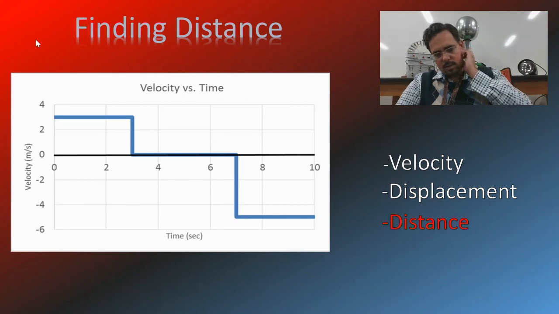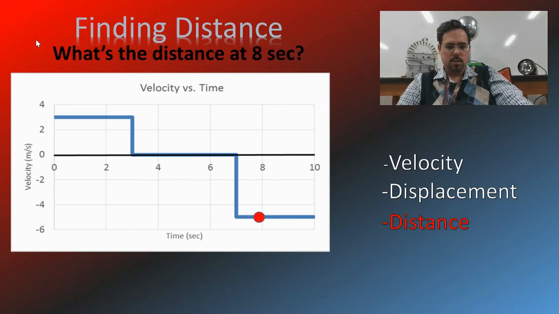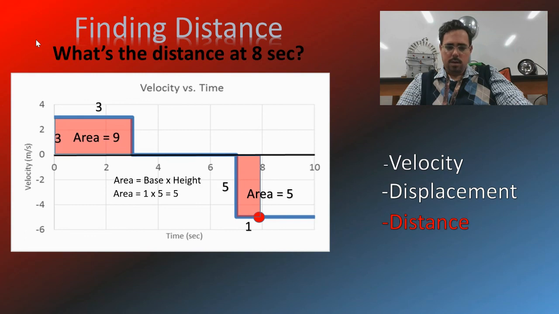Now to find the distance, we're going to do the same thing, except in distance, we're not going to have any negatives. We're going to treat everything like it's positive. If you want to find the distance at 8 seconds, you shade in all the area between the graph and the 0 line. That gives us 2 rectangles. Find the area of each of those rectangles, and this time, because we're finding distance, we're keeping it positive. Because remember, when you're talking about distance, you want to know the total amount of space that something's traveled, regardless of whether it's going forward or backwards.